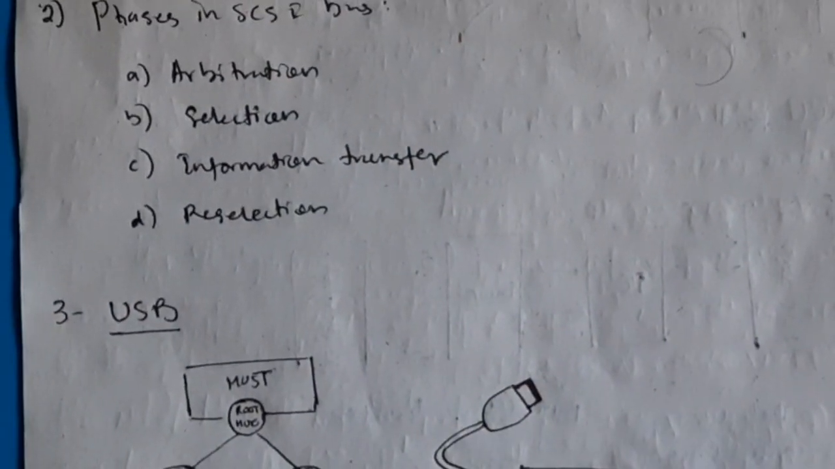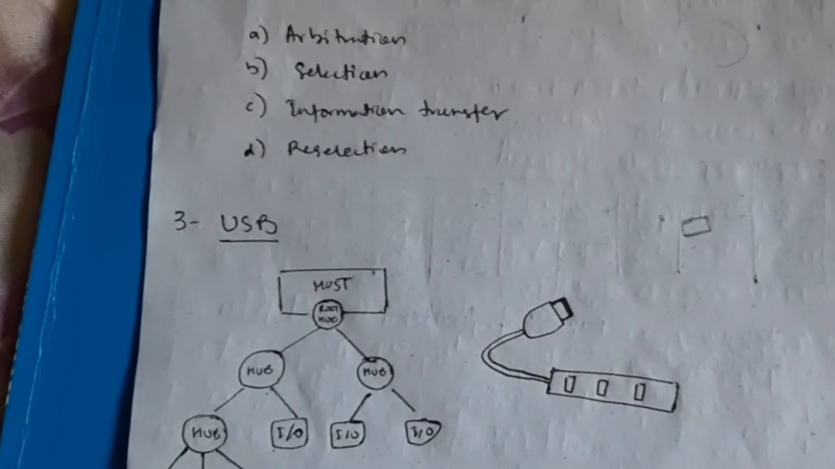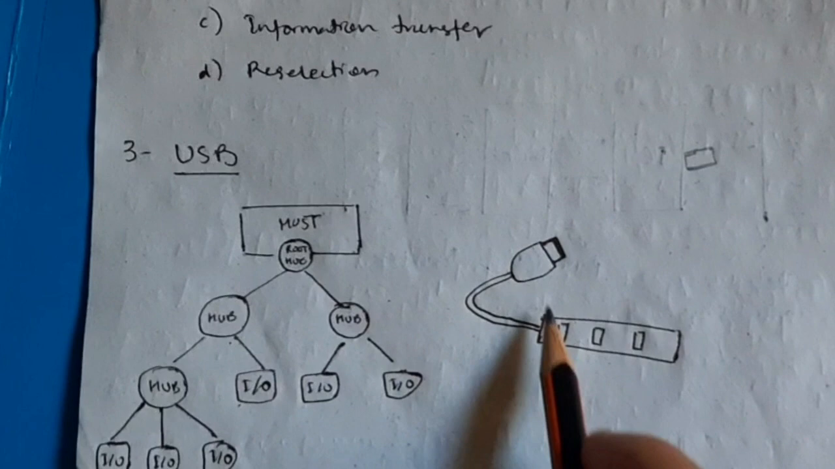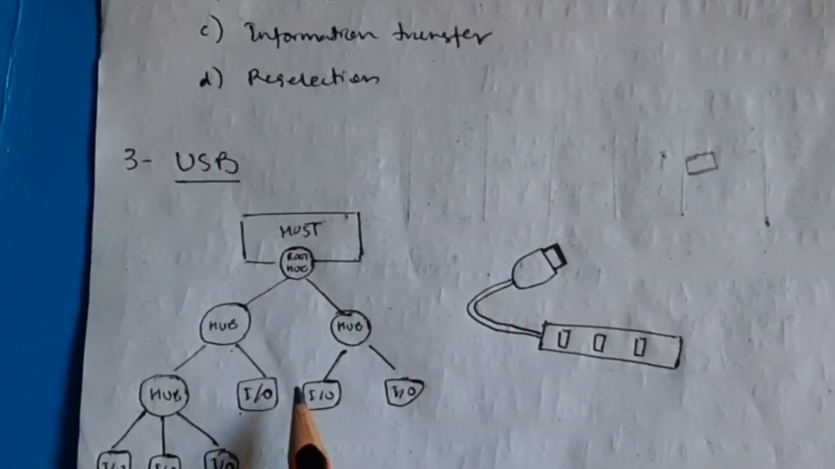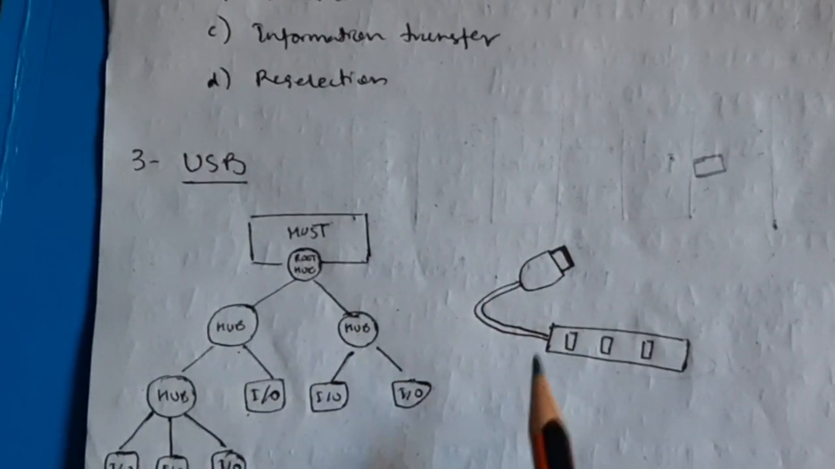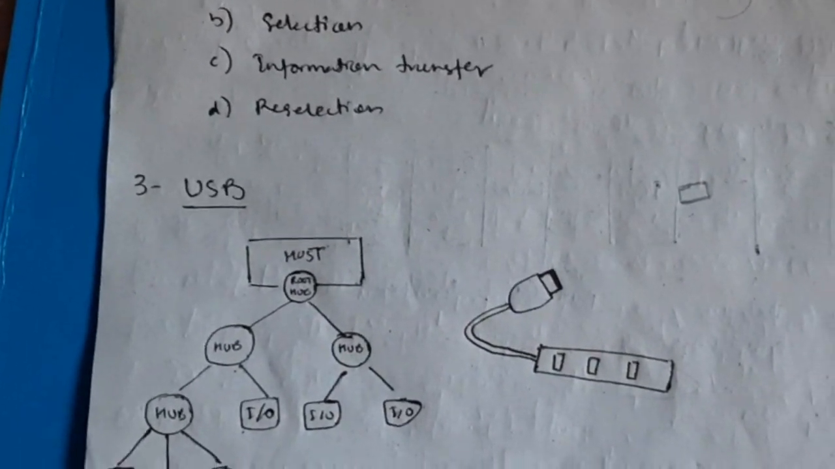Now the last thing is USB. USB we are all familiar with. If you have to connect multiple devices, what you will do, you will use this device, have this connection with the laptop socket, and this will be having many more sockets here. So in that form, you can connect multiple IO devices as well as many other USBs. By using USB, you can connect multiple devices through a single port.